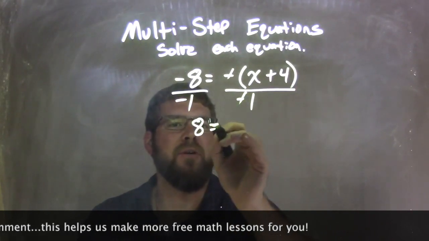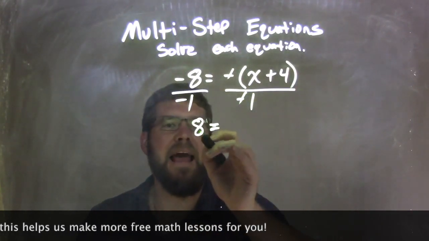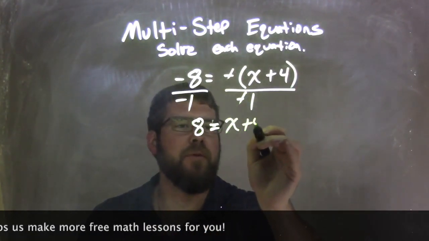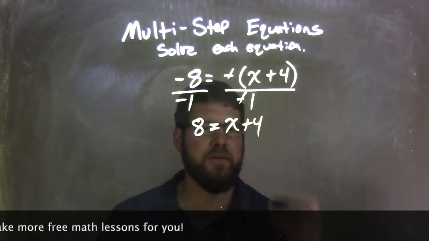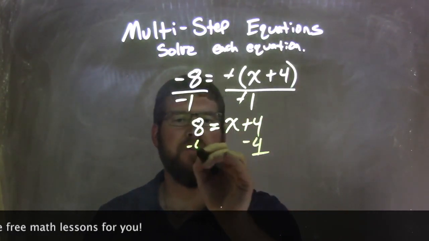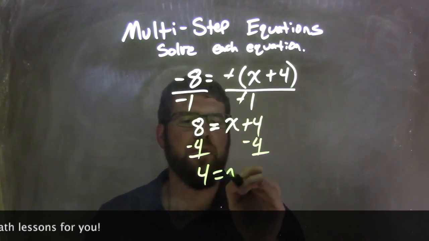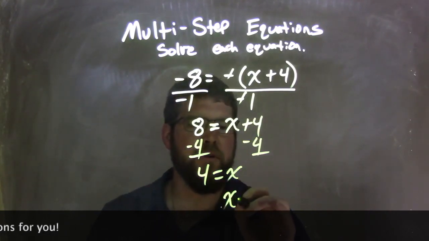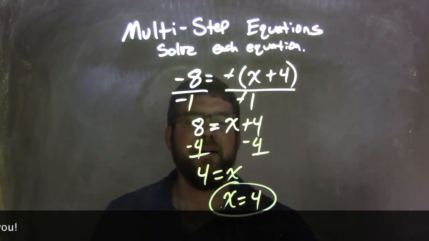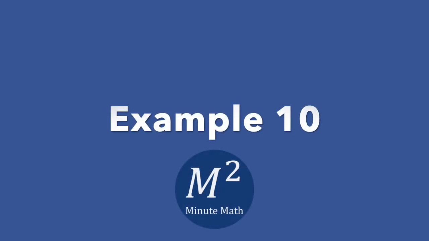So now we just have, well, no need for the parentheses here. 8 equals x plus 4. Now, I just have to subtract a 4 from both sides to get x by itself. And we have 4 equals x. Let's rewrite it x first, so x equals 4. And that is my final answer.